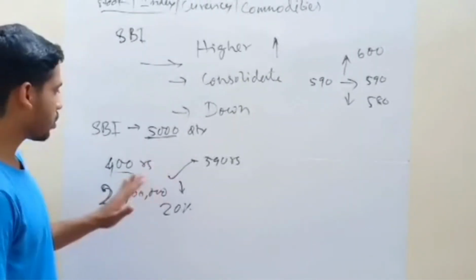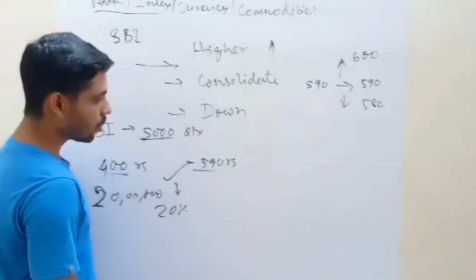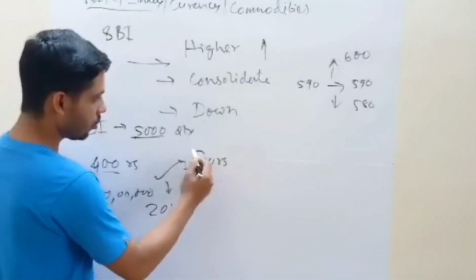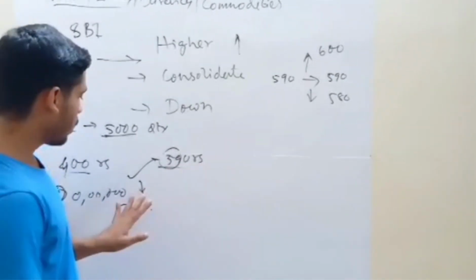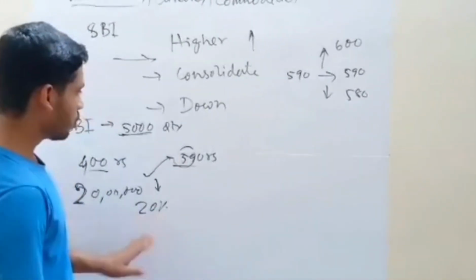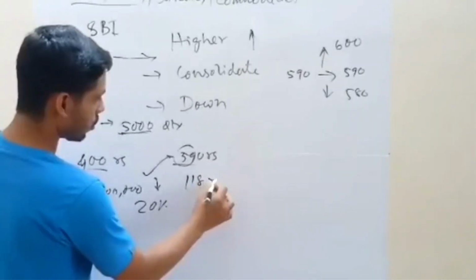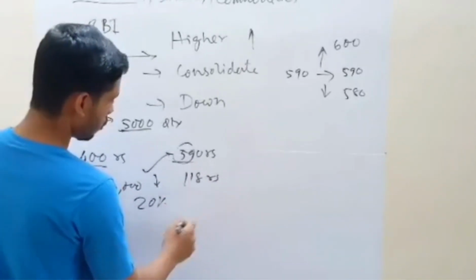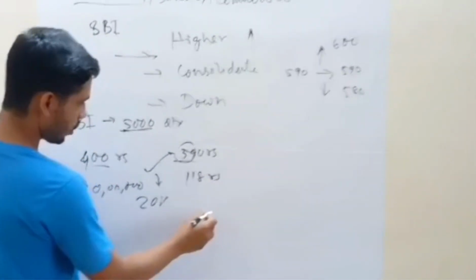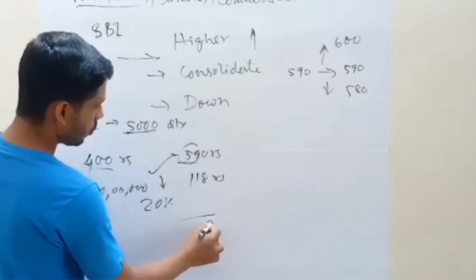For example, if it comes down by 20%, what is the value? If you calculate, the current market price is 590 rupees. If it comes down by 20%, that is 118 rupees, correct? So if you calculate from here, what will be the value he is expecting when the price drops?